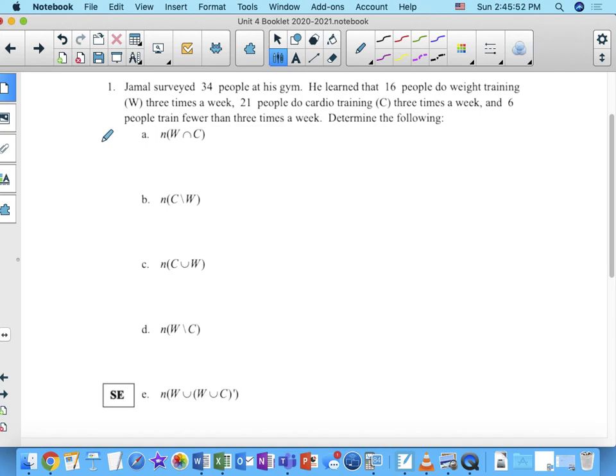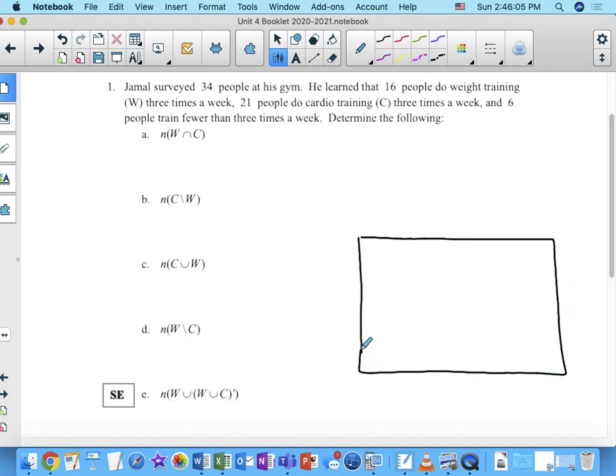The key to solving this problem, though, is to draw a Venn diagram of this situation first. Okay, so you absolutely want to draw a Venn diagram. So we're going to make a big box. And inside the box, we have to have a bubble for weight training and a bubble for cardio. And what we need to know is there overlap, right? So again, just like we did yesterday, we've got these 34 people. And that's our total, so that's what should go into the universe.